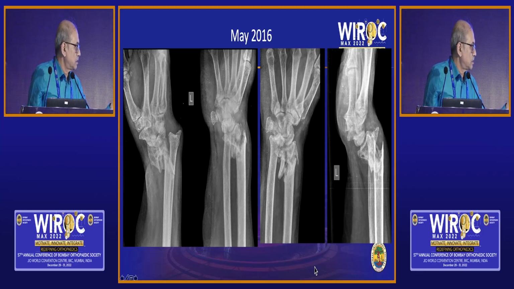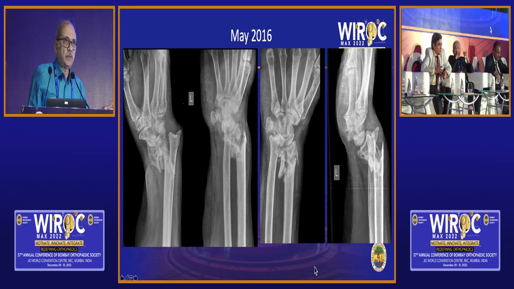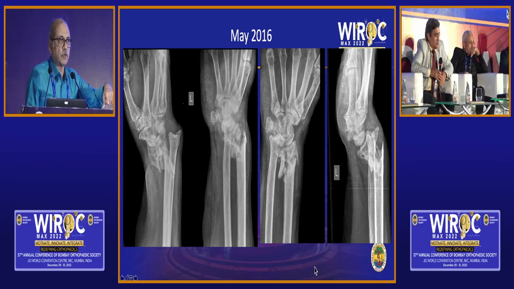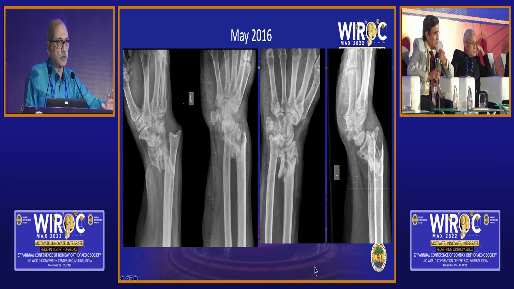I would ask for opinions. He had clinically a weak grip. He had painful deformity for which he actually came. His grip was weak, but he's got very good flexion and extension of the fingers, and his forearm rotations were painful.